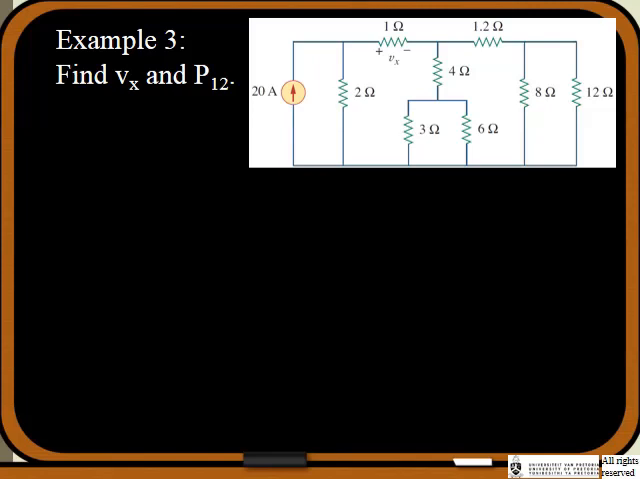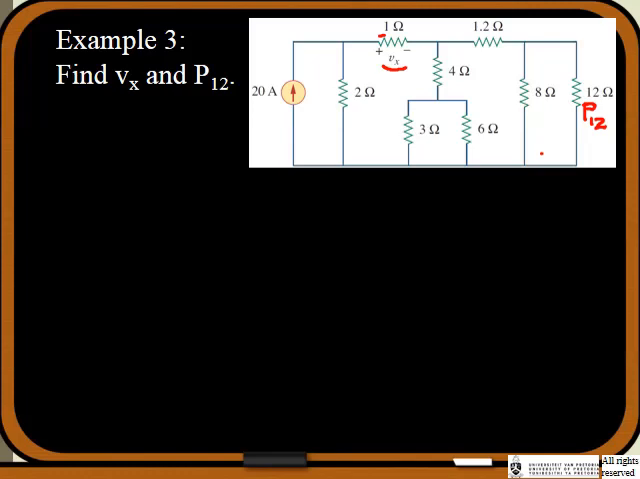In example 3, we're going to combine a couple of circuit analysis techniques to solve for two different variables. The first one that we're going to solve for is Vx over here, which is the voltage drop across the 1 ohm resistor. And the second thing that they're looking for is the power that is consumed in that 12 ohm resistor, P12. So how are we going to go about solving this circuit?